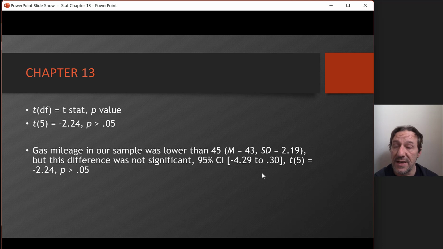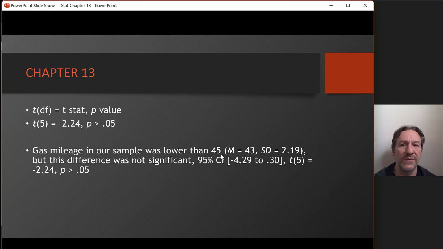This is how we write these up in APA style. So we've got our t, the degrees of freedom, our t statistic, and its p greater than or less than. This is how you'd write it up. Gas mileage in our sample was lower than 45, and you'd write the mean is 43, the standard deviation is 2.19, but this difference was not significant. You would list your 95% confidence intervals, which was negative 4.29 to 0.30, and then t(5) = 2.24, p greater than 0.05.